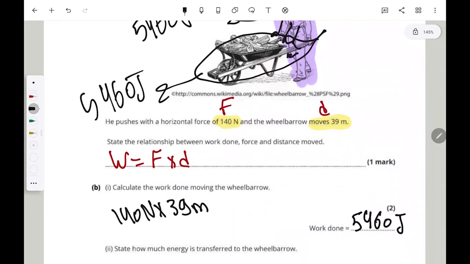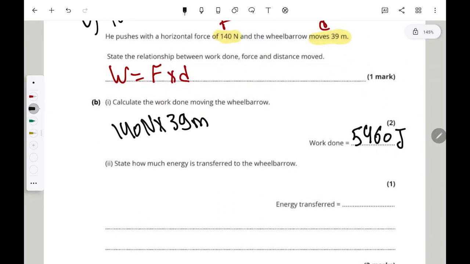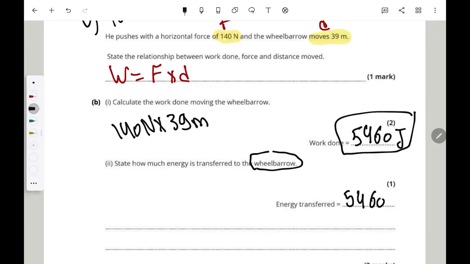All right. So the answer to that, since the man is the one doing the work and he's doing 5,460 joules, the work, state how much energy is transferred to the wheelbarrow, the energy transfer to the wheelbarrow is the same, which is the man is applying 5,460 joules, because there is no other thing pushing the wheelbarrow other than the man, and the man is using this amount of energy to push it, and all of it is going to the wheelbarrow, which is being pushed.